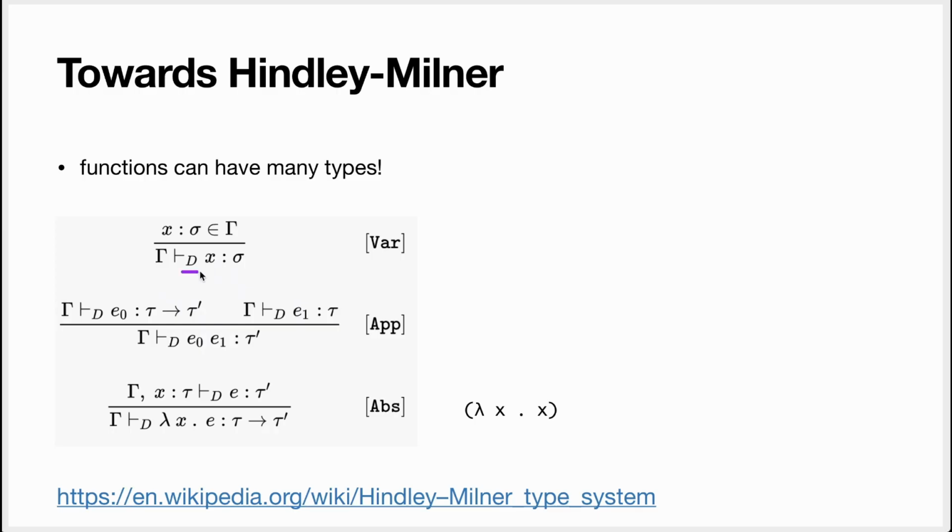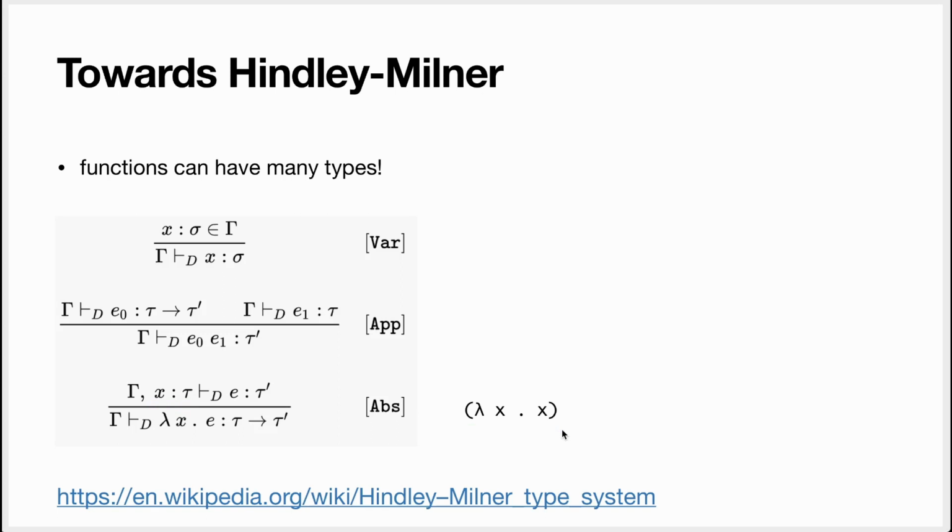You can ignore the D after the turnstile. That's because I took these equations from the Wikipedia page, and they have multiple formalizations for the Hindley-Milner type system, and this is the declarative formalization. The only difference is that abstraction does not have type annotations, and this has a very important consequence, which is that functions can have many types. So if you take this function here, it's the identity function. If you assume that x is of type int, this function has type int to int. If you assume that x is of type string, this function has type string to string, and so on and so forth.